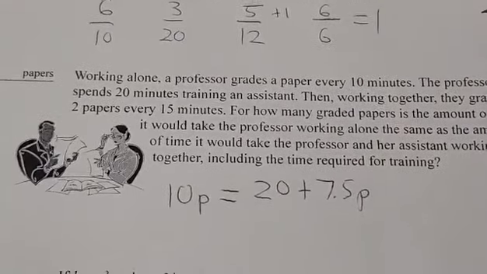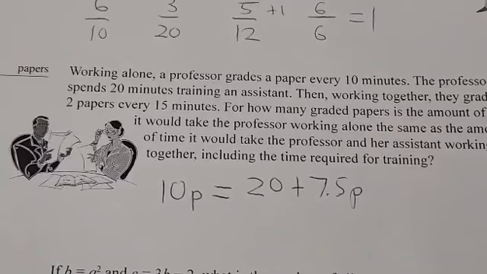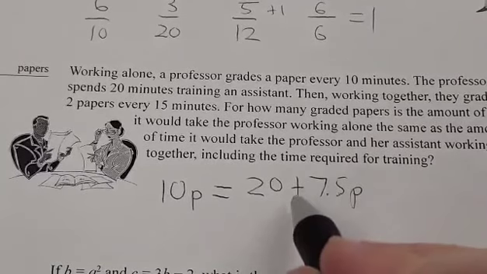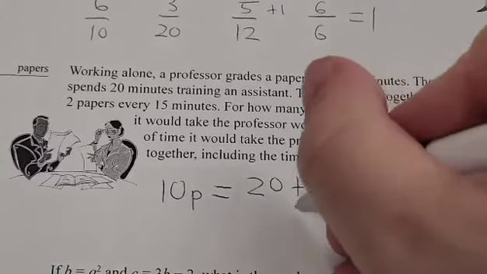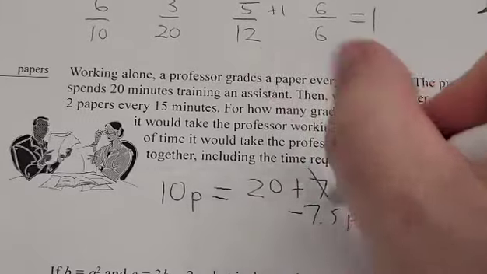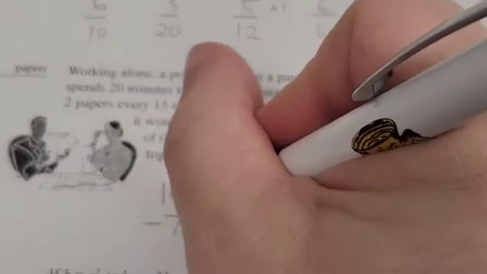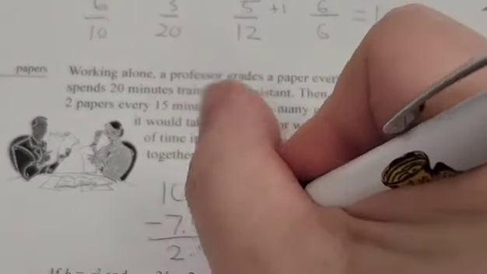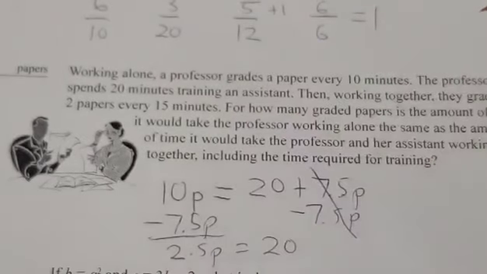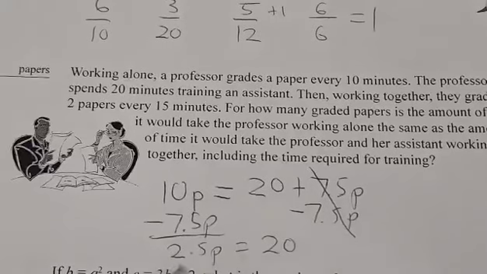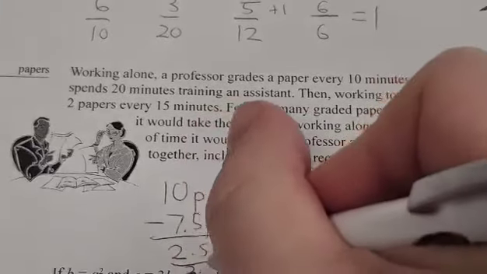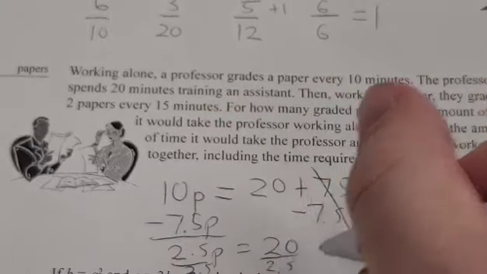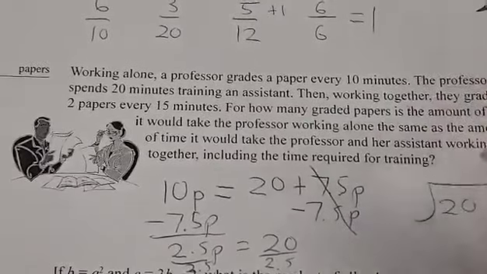So now if we just solve this equation, we'll know how long it takes for them to equal out. So let's get all our p's on one side. Let's subtract 7.5p from this side. 10p minus 7.5p is 2.5p equals 20. Instead of multiplying by 2.5, we're going to divide by 2.5. So we need to do 20 divided by 2.5.